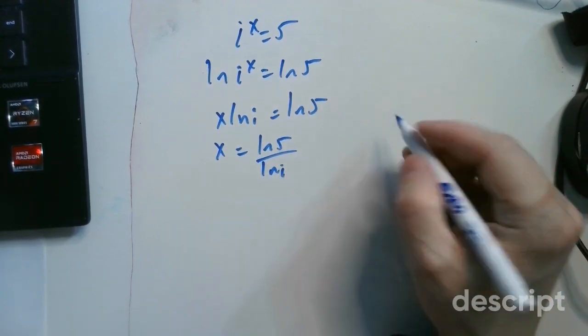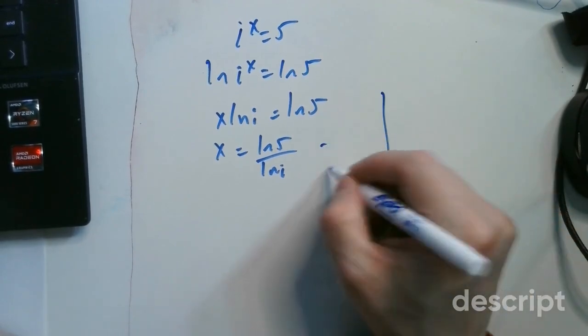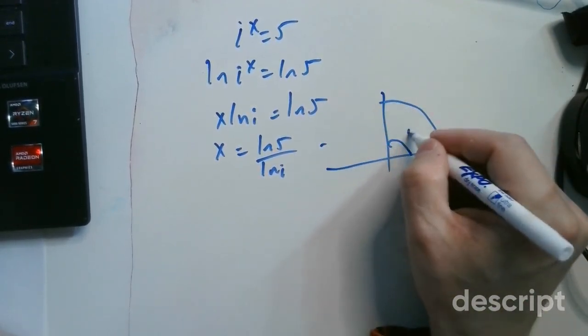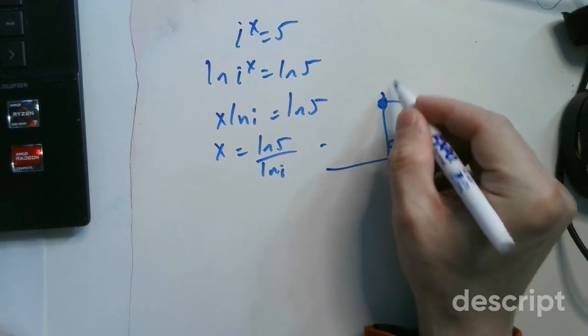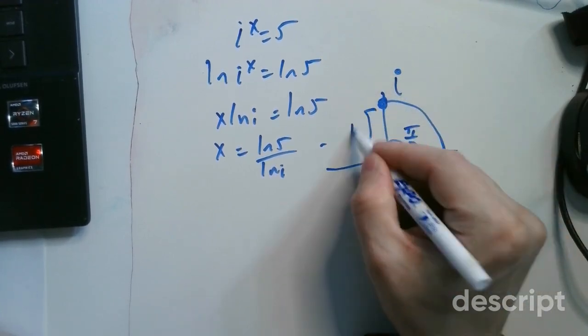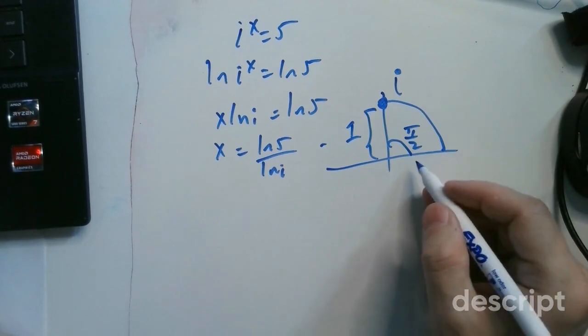Just find the value of ln i. So as a reminder, we do that by, okay, so draw a little circle here. So this is pi over 2 radians. When you're up here, this is the value of i. So this is 1 unit this way. And it's pi over 2 radians.